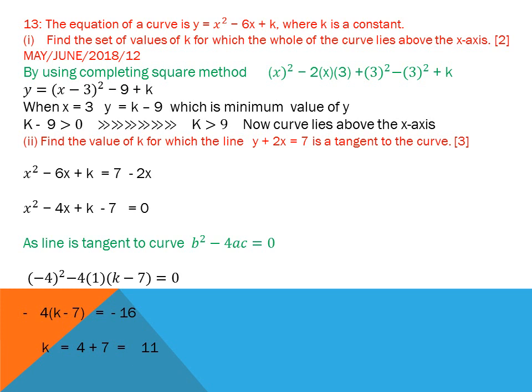So k minus 9 is greater than 0, because the curve lies above the x-axis. So k minus 9 is greater than 0. So k is greater than 9. Now the curve lies above the x-axis.